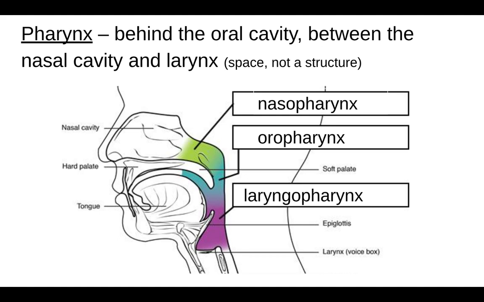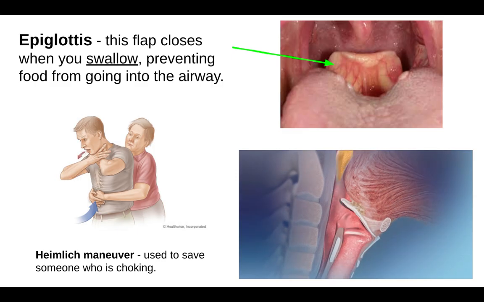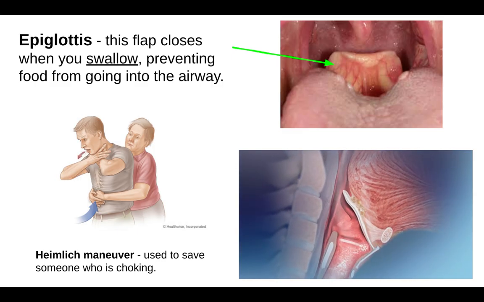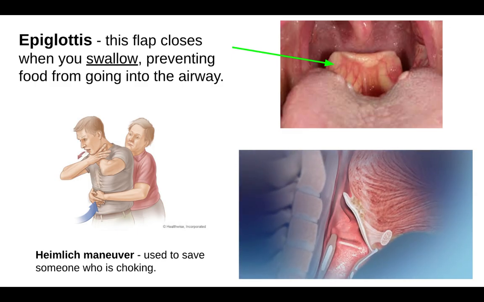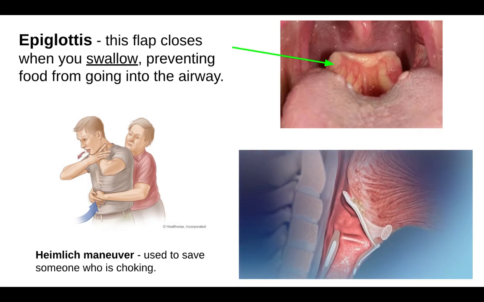But now we're going to take a closer look at how your epiglottis plays a role within this whole area of your upper respiratory tract. Now, your epiglottis, again, is often considered the guardian of the airway.